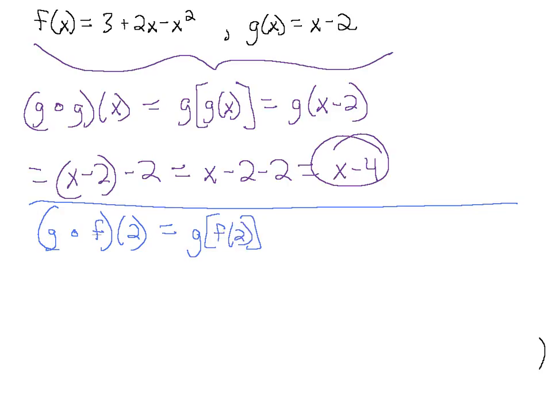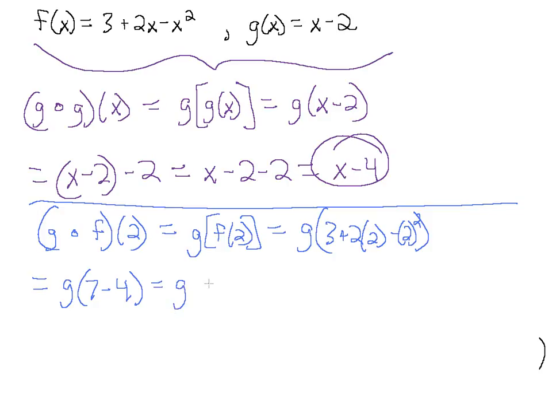We're plugging the evaluation f of 2 into the first function, g of x. So what we're looking for is g of the function f of x evaluated at 2. So we have g of 3 plus 2 times, plugging in 2 for x, minus 2 squared. Not a whole lot to it. Let's go ahead and work inside out. We have g of 3 plus 2 times 2 is 4, so 3 plus 4 is 7, minus 2 squared, which is 4, which gives us g of 7 minus 4, which is g of 3.